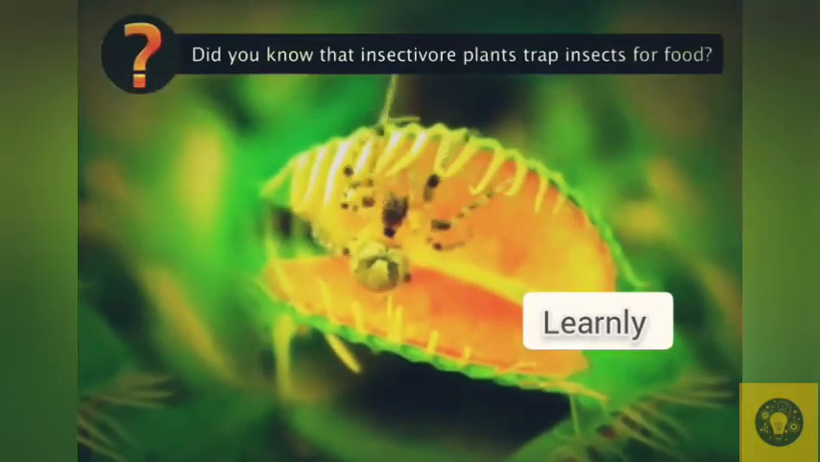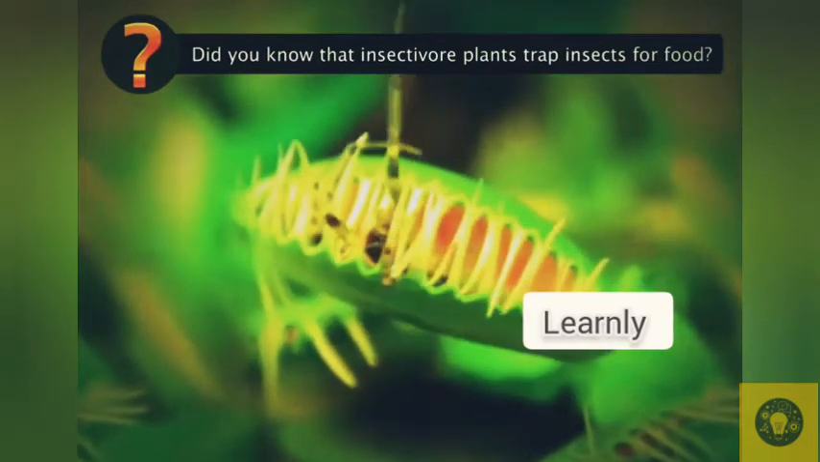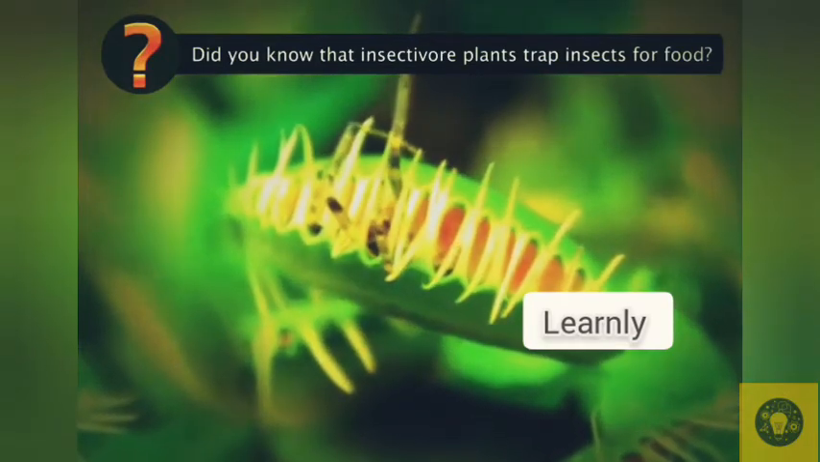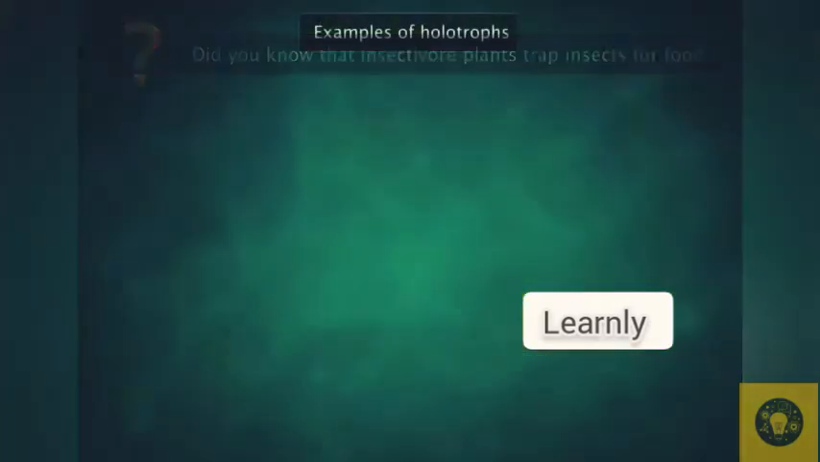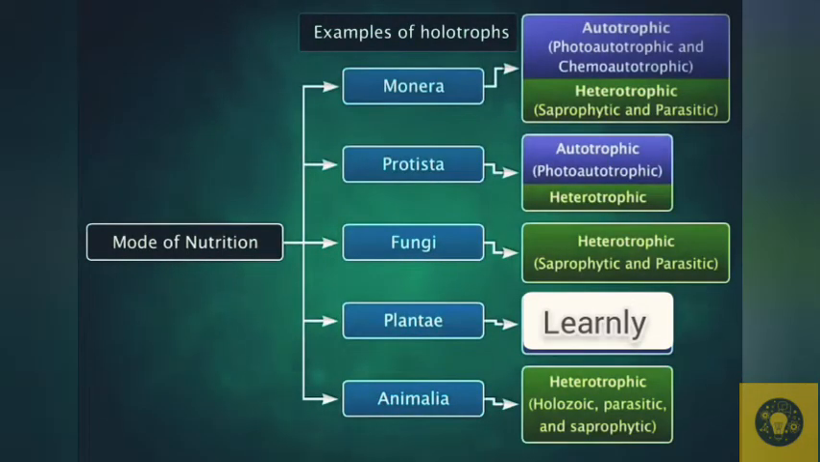However, did you know that there are some carnivorous plants too that trap insects and protozoans for food? Such plants are called insectivore plants. Check the mode of nutrition of organisms across the 5 kingdoms.